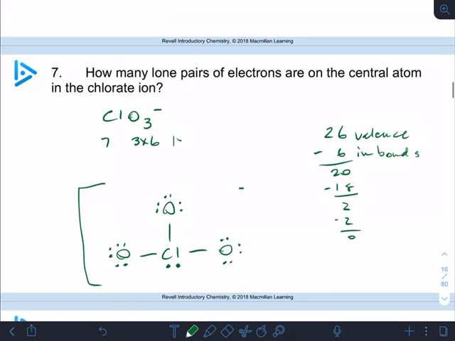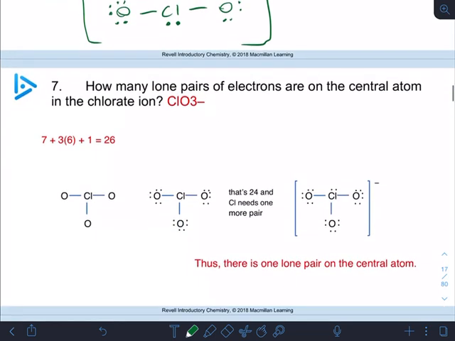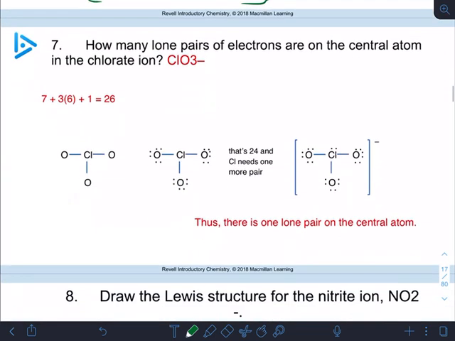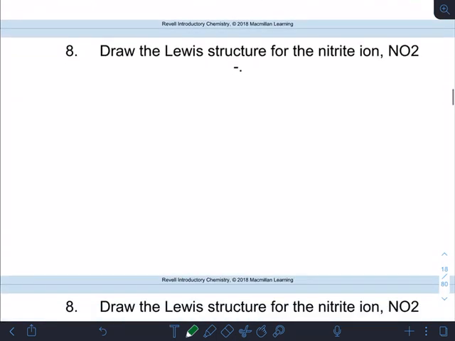All right, now if I'm going to be sticklery about the rules, whenever I'm drawing a Lewis structure for an ion, especially a negative one, I'm supposed to finish it off by putting the whole thing in a big bracket and then putting the charge of the ion on the outside. Okay? And that's just by convention. That's the way they do it. Thus, there's 1 lone pair on the central atom.